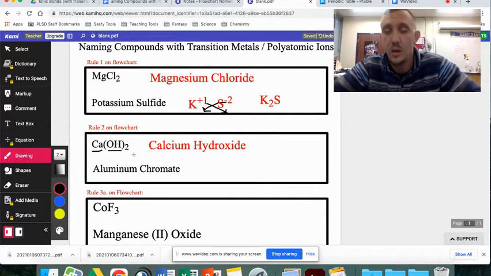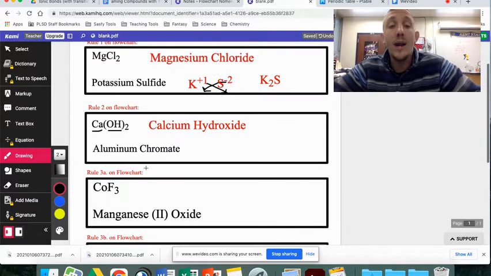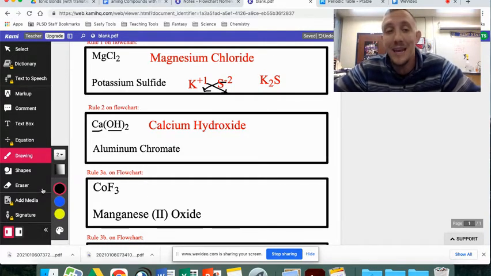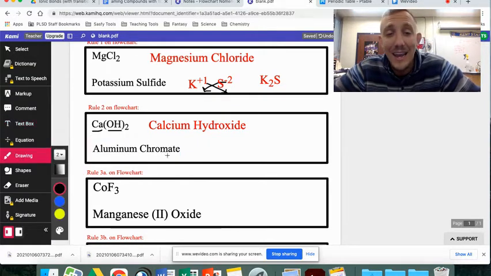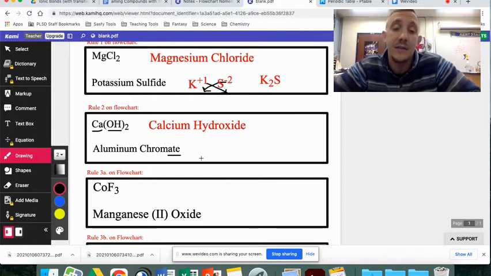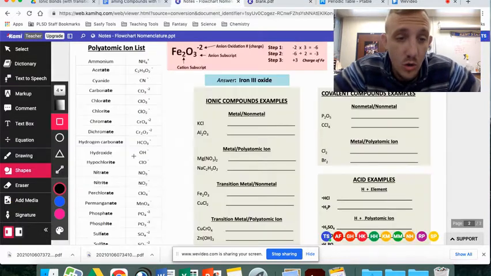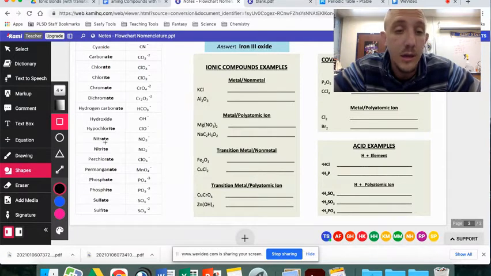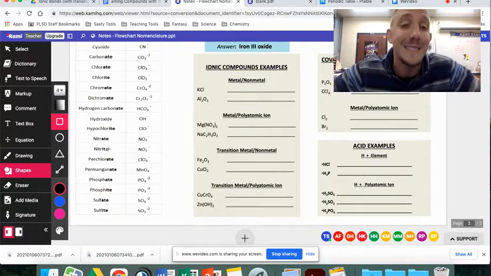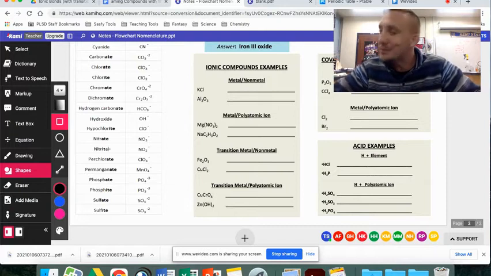Now when I'm looking at a name, the clue to usually figuring out that you have a polyatomic in the name, and I would write this down, is you're going to have an "ate" or an "ite" at the end of it. So if you look on your polyatomics, you have acetate, carbonate, chlorate, chlorite, chromate, dichromate, hypochlorite, nitrate, nitrite. So you can see there's a lot of ates and ites. That's usually a key indicator that it's a polyatomic.